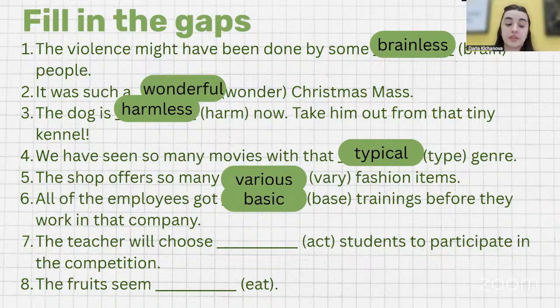Number 7. The teacher will choose act students to participate in competition. So these are people who are energetic, who can do that, and these people are called active students.